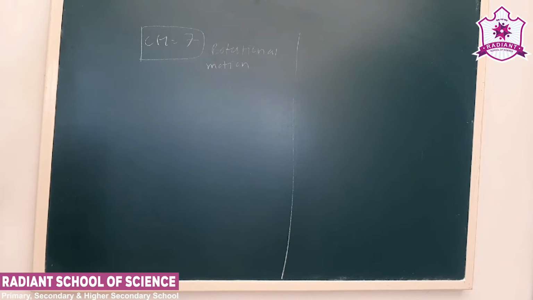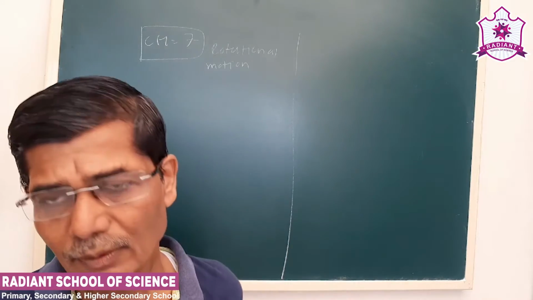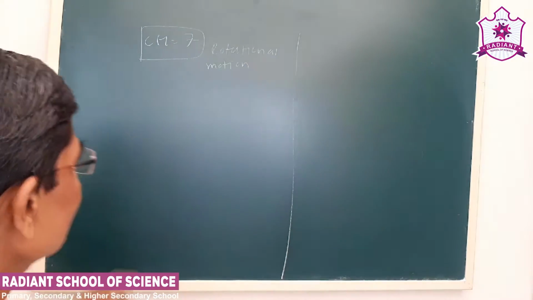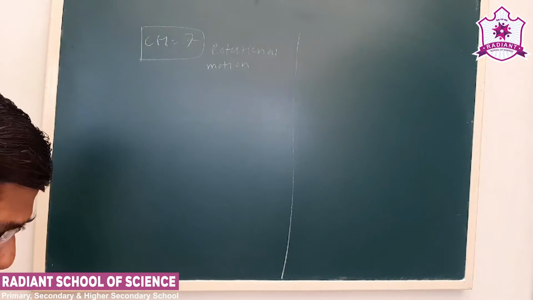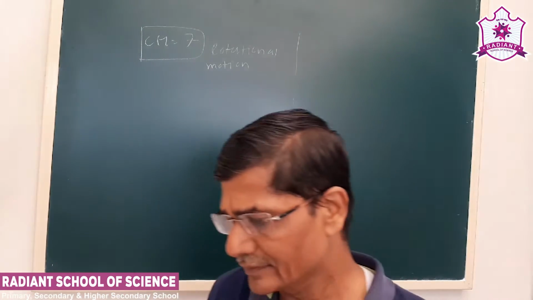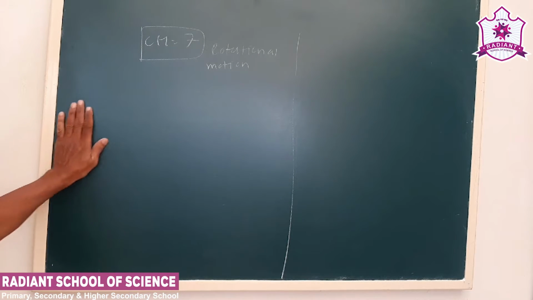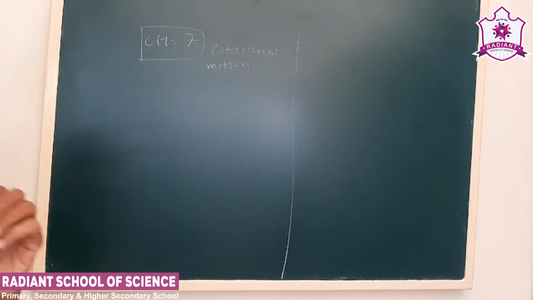Now, dear students, see in lesson number 7, that is rotational motion, system of particles and rotational motion. Last time we completed the theory part. We discussed the principle of lever and an example based on that. Today we go for the exercise numericals.